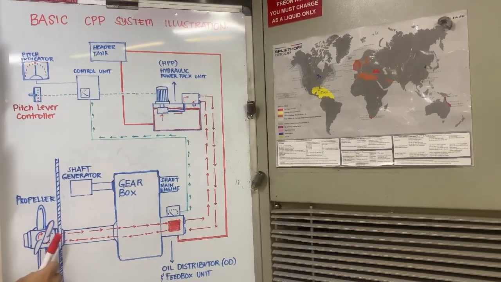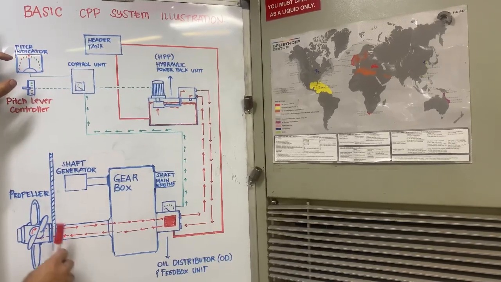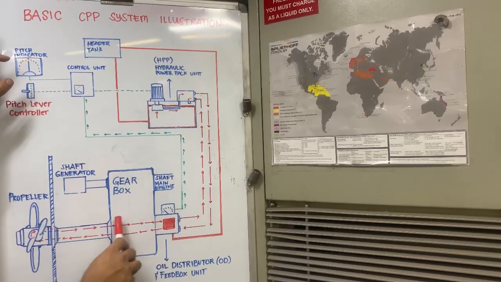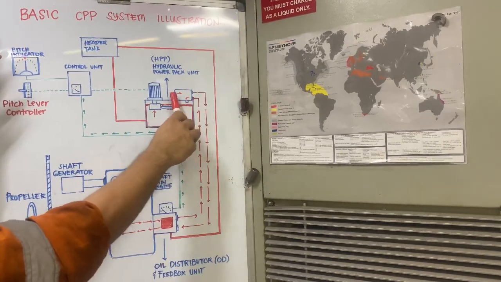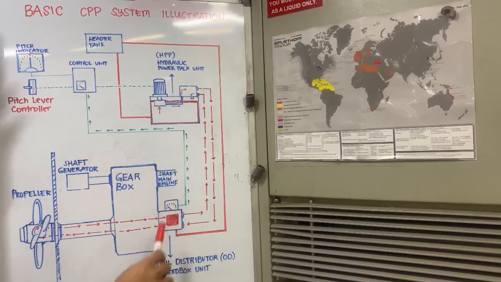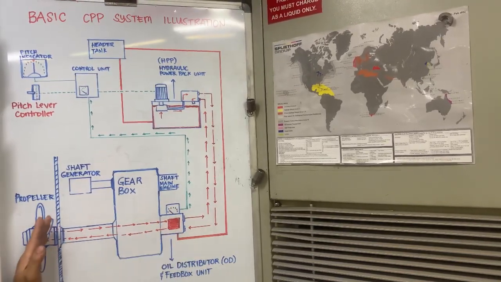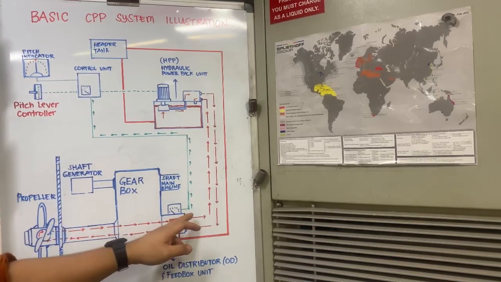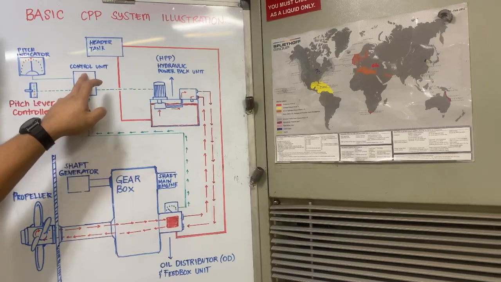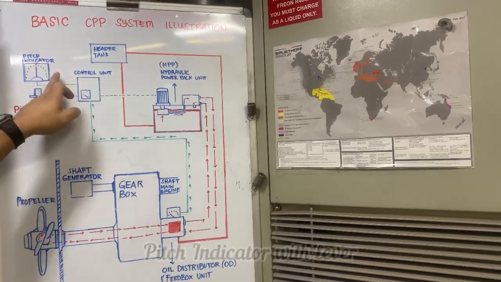Now, after the pitch lever controller demands a certain position of the propeller, some of the hydraulic oil will be sent back to your power pack unit. And a signal also will be generated for your mechanical pointer for indication of what the propeller angle is. And a potentiometer will send a signal to your control unit for an electronic indicator, which is your pitch indicator.